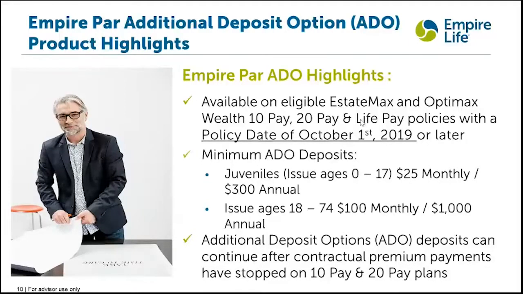For in-force plans, we can add the additional deposit option to policies with a start date of October the 1st, 2019 or later. Minimum deposits for juveniles age 0 to 17 are $25 per month or $300 annually. For adults, the minimum is $100 per month or $1,000 annually. And again, these additional deposits can continue after the contractual payment has stopped.